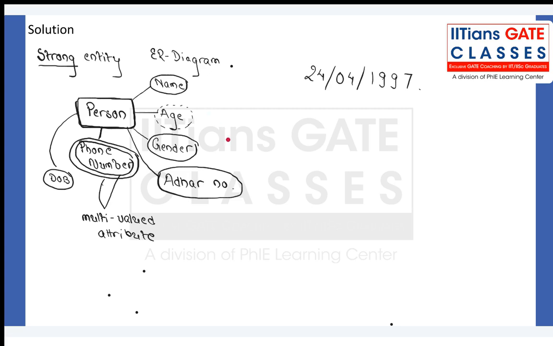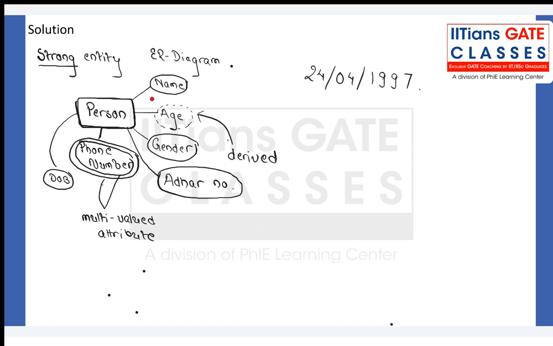What is a derived attribute? A derived attribute is an attribute that has a value derived from another attribute. You can use the date of birth to calculate the age. That's why you don't need the age. It's a derived attribute. Okay, is it clear, everyone? What is a derived attribute? Yes. Perfect, perfect. And multi-valued attribute?